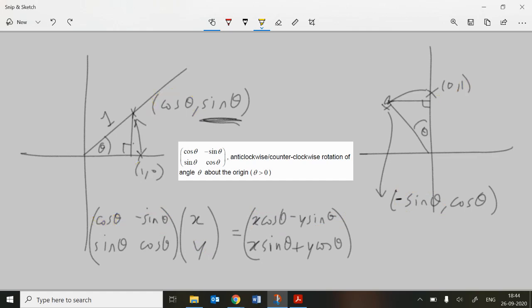And this is your rotation. This one here is rotation by theta degrees, and that's anti-clockwise. It should also be noted that it's about the origin, so the center of this rotation is always 0, 0. We're not using any other centers of rotation.